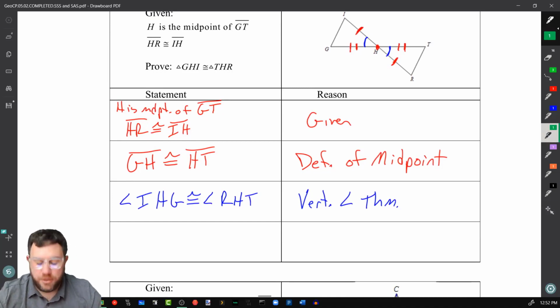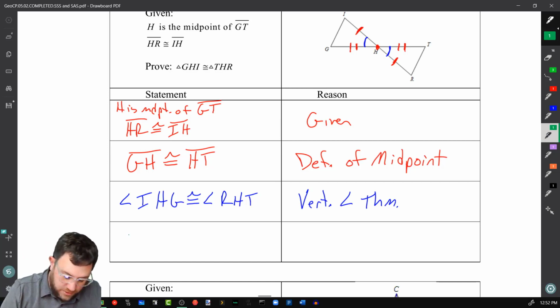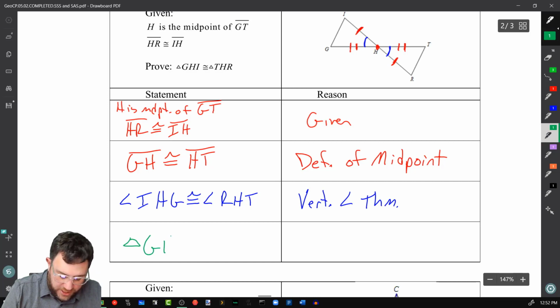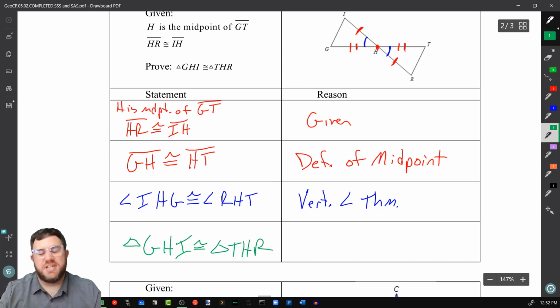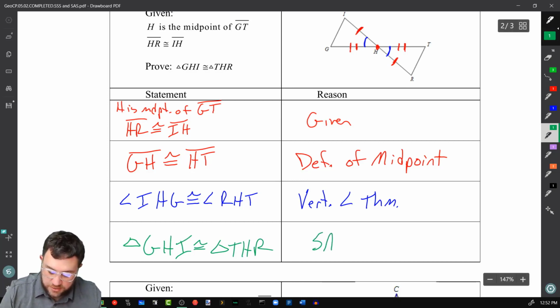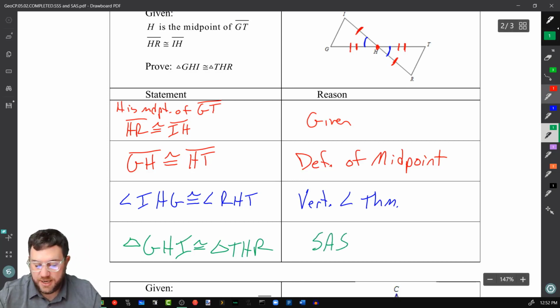Now, looking at our picture, do we have enough information to show the two triangles are congruent? We do, because we have two pairs of congruent sides and the included angles. So we can say, that's a horrible triangle, triangle GHI is congruent to triangle THR. And we just said it's two sides and their included angle. So that would be side angle side.